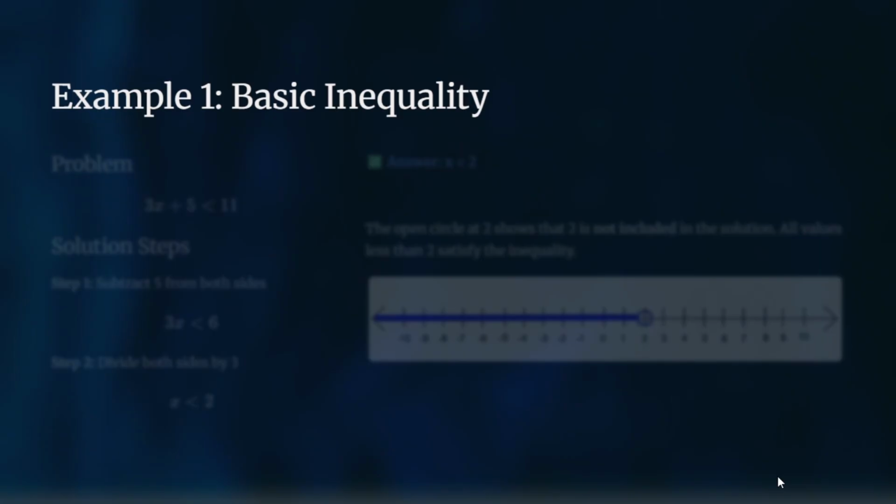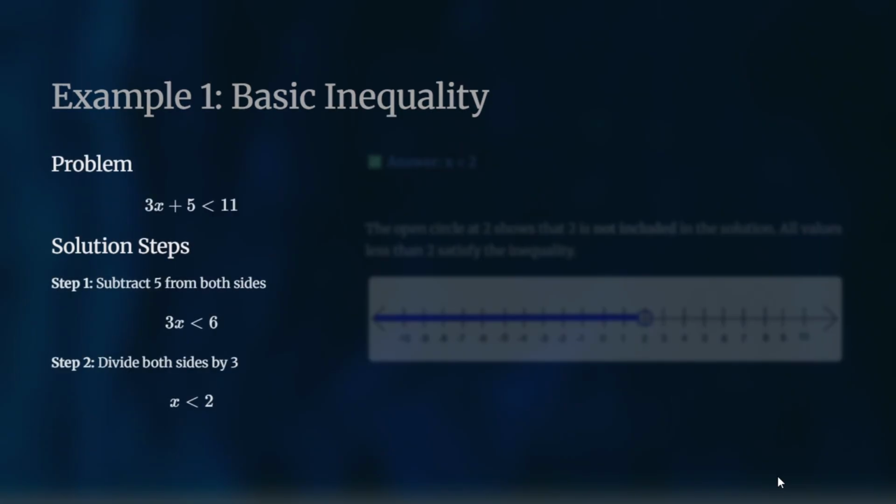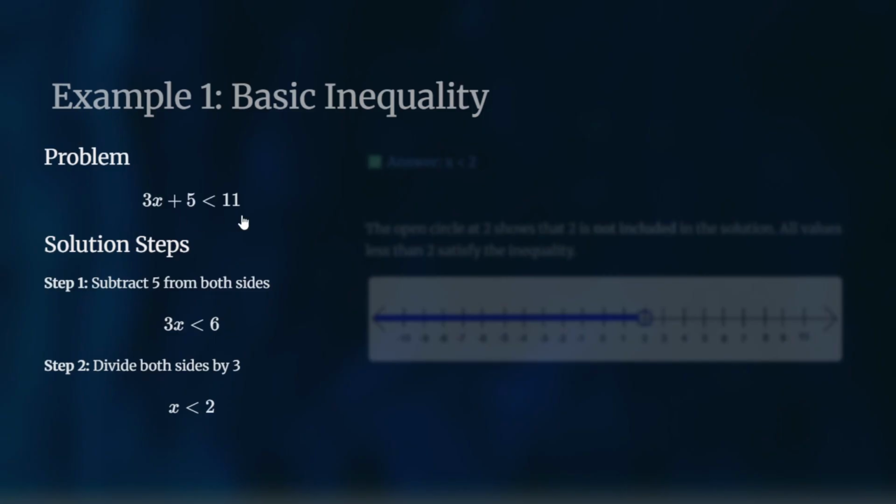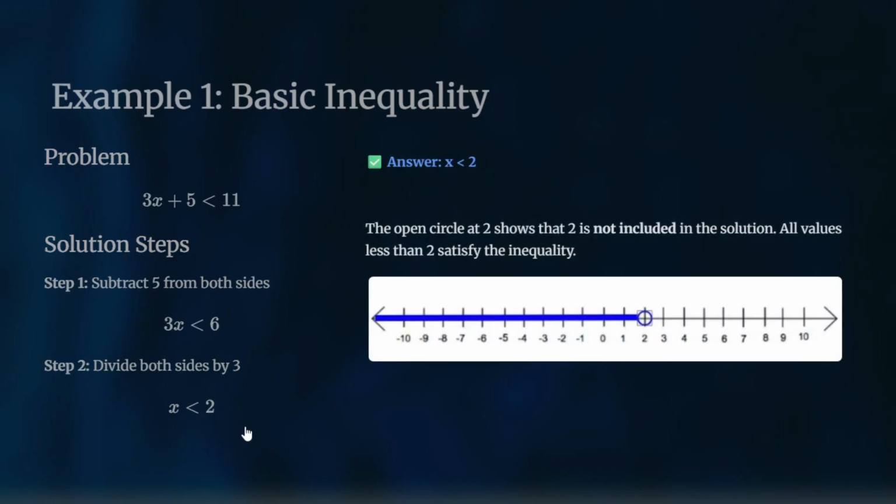So let's look at our first example. Our problem here is 3x plus 5 is less than 11. So in order to isolate the variable, I must subtract 5 from both sides. So my linear inequality becomes 3x is less than 11 minus 5 is 6. So 3x is less than 6. And then we'll need to divide both sides by 3. So x is less than 6 divided by 3 is 2. So that is our answer. X is less than 2.